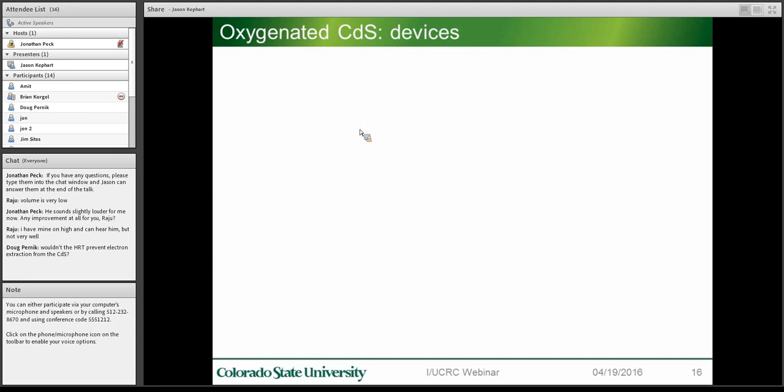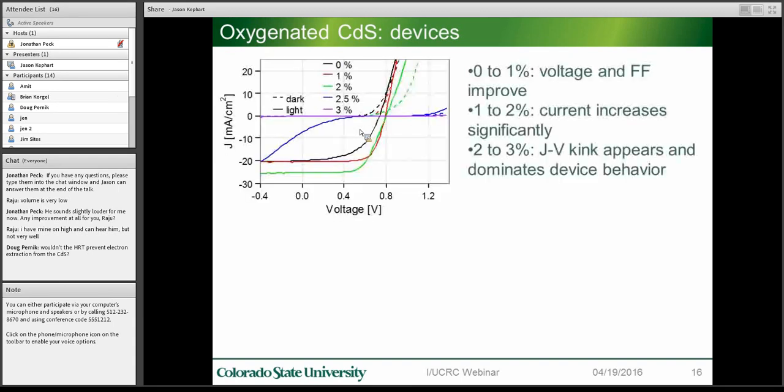And of course, we made many devices on these films with different compositions and thicknesses. As we increase the oxygen content from 0 to 1%, we see an improvement in voltage and fill factor. And it should be said, this is not like our normal cadmium sulfide because it's sputter deposited at room temperature. When we go from 1 to 2%, we see a large increase in the short circuit current of the device.